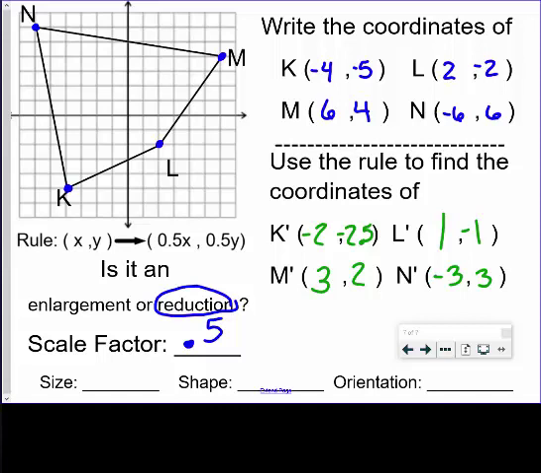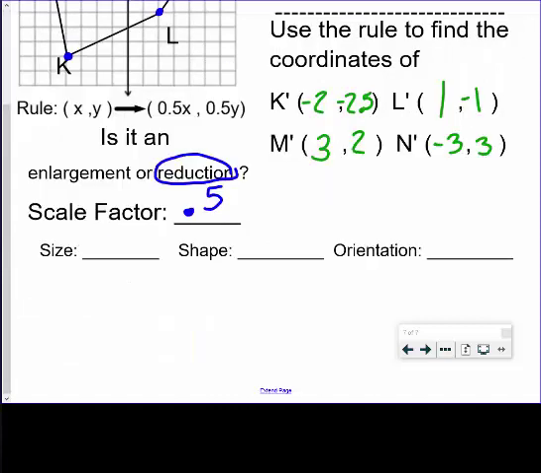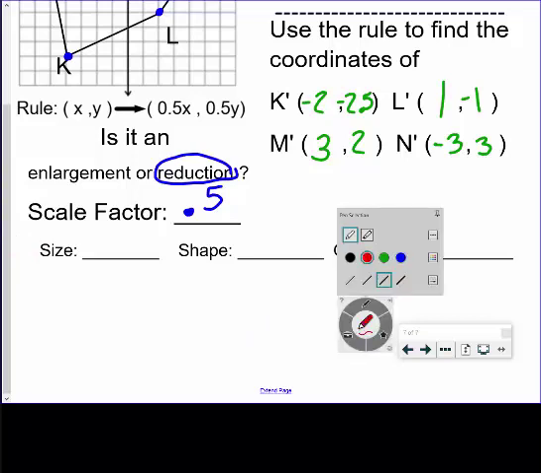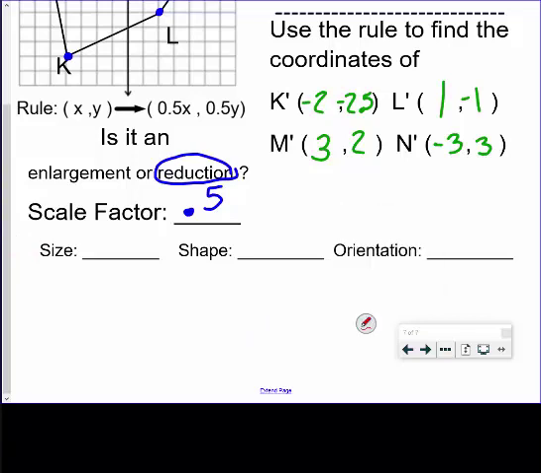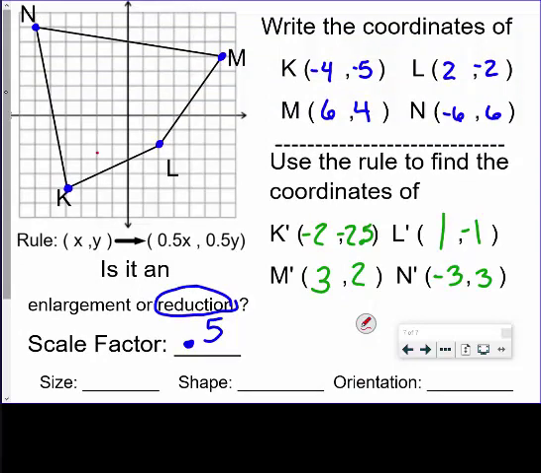Size, shape, orientation. Say if they're the same or different. Different. I didn't say shout it. Oh, what did we forget to do? Plot your points. How do I plot negative 2, negative 2.5? In the middle of 2 and 3.